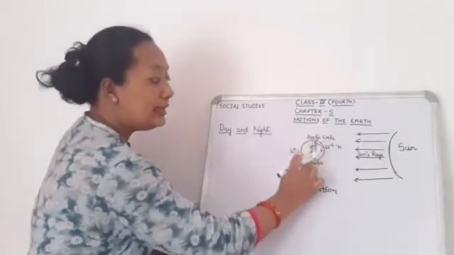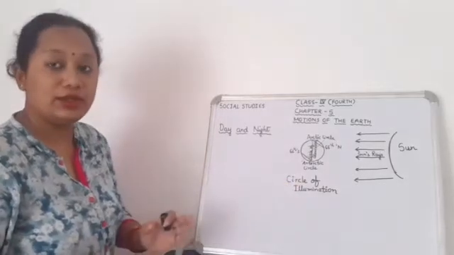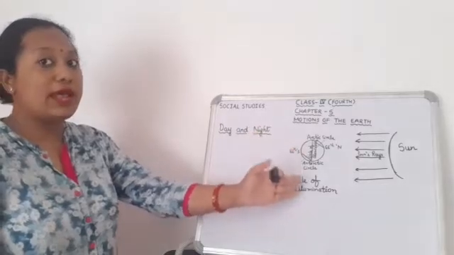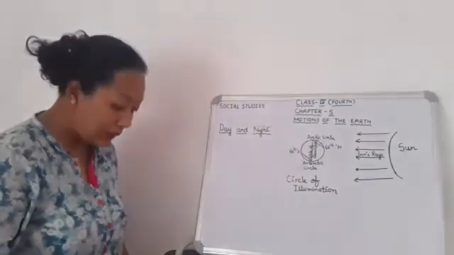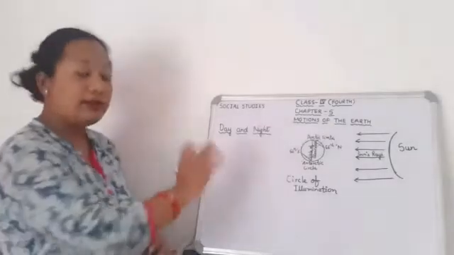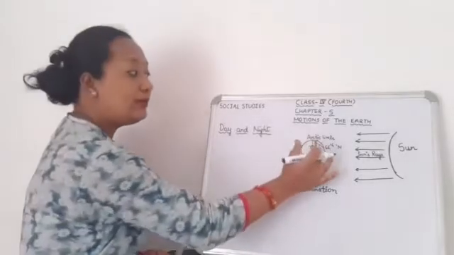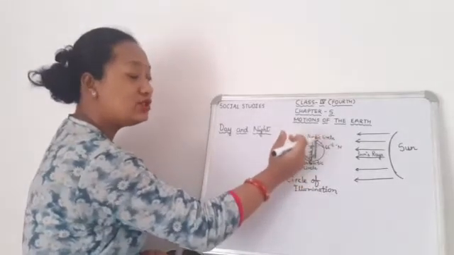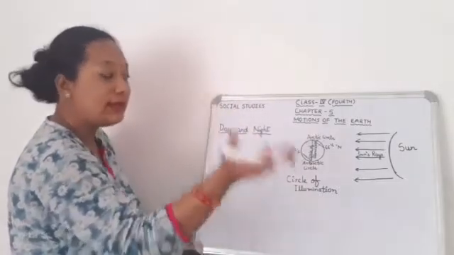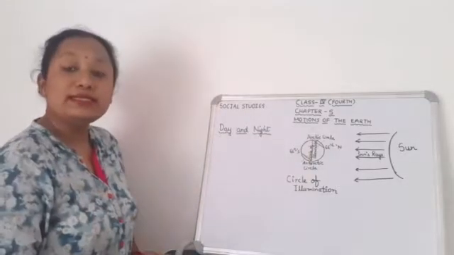So this line is called the circle of illumination. This line separates the lighted portion and the darkened portion. As the earth rotates, at a time only this part is getting the sun, and this part is not. But when the earth rotates, other parts get the sun's rays, and this one part will experience night.